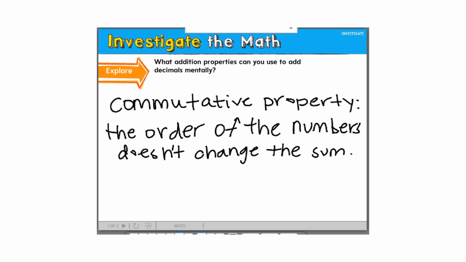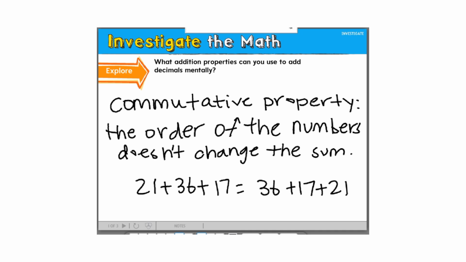So for example, if we have 21 plus 36 plus 17, that would be the same as if I mixed them all up. Same thing. Do you see the difference between this one and the associative property? This one has no parentheses, and this one I actually moved all the numbers around. Then you're looking at the commutative property. You just have to know what the difference is between the two properties.